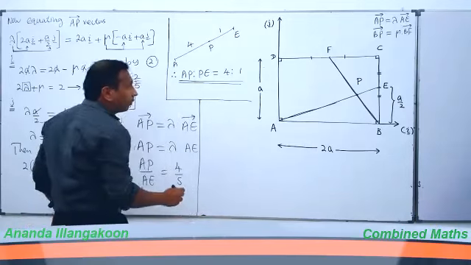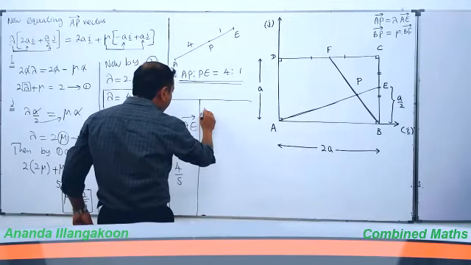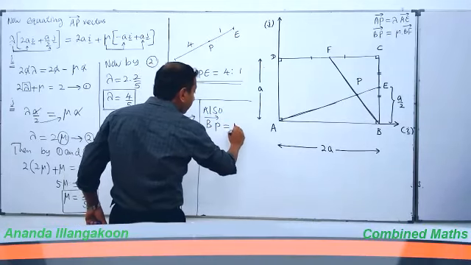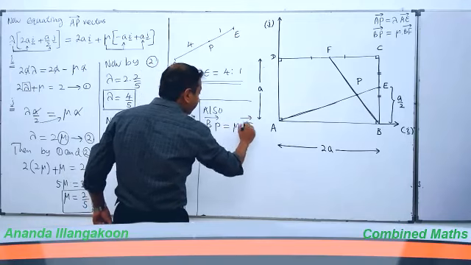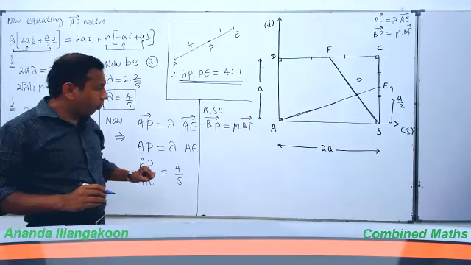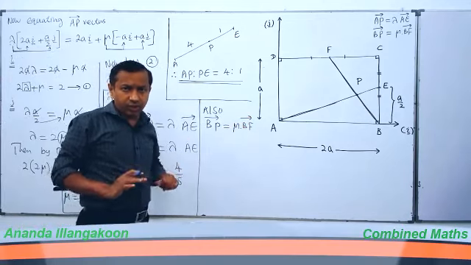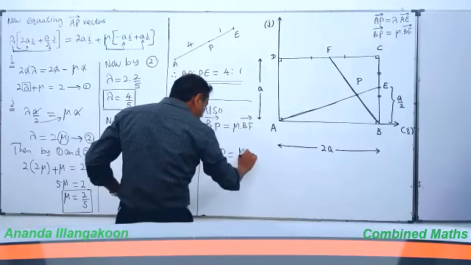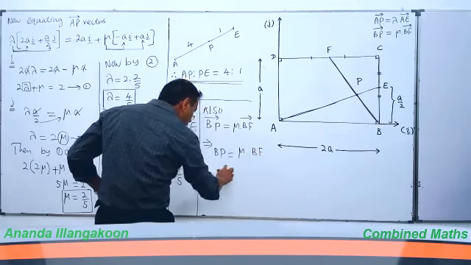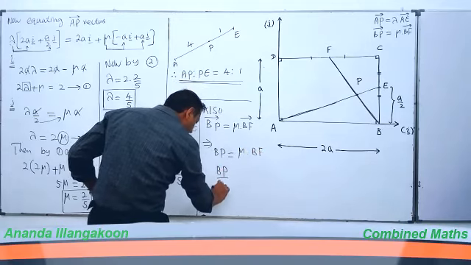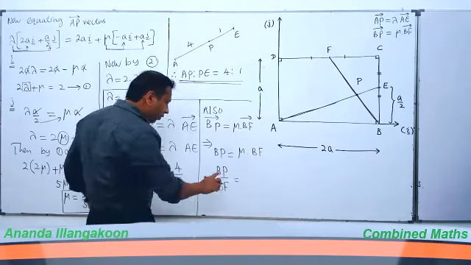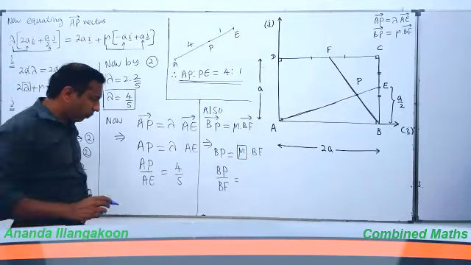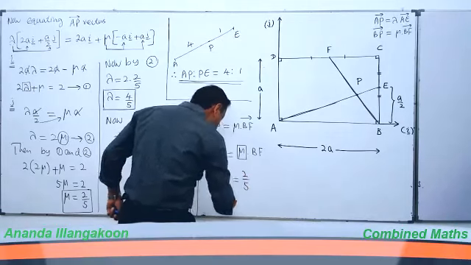Well, now we are here. I can write also BP vector is equal to mu times BF vector. When two vectors are equal, the lengths of the left-hand side and right-hand side are equal. This implies BP length is equal to mu times BF length. Bring this BF to the left-hand side denominator. Then we get BP divided by BF is equal to mu. We know mu is 2 by 5, so we can write 2 by 5 here.